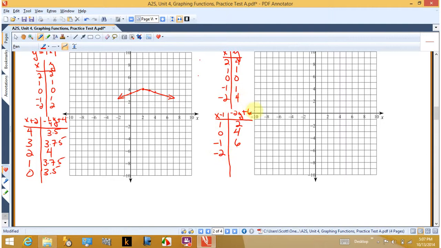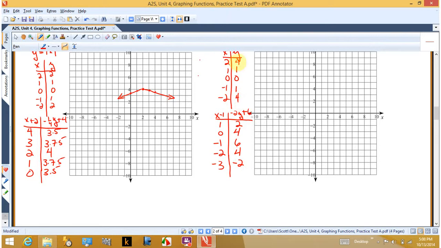Plugging 1 in, -2 times 1, that's -2 plus 6 is 4. Lastly, I plug -2 in, I get -3 for x. And I plug this 4 in to the y, and -8 plus 6 is -2. Hold on, I think I made a mistake on the first one. Let's try this again. Plug 4 in, I get -8 plus 6. This should be -2.